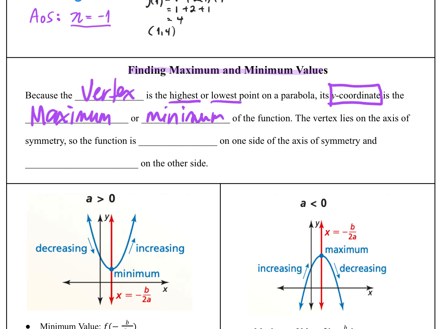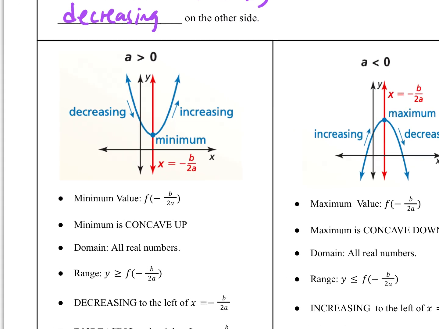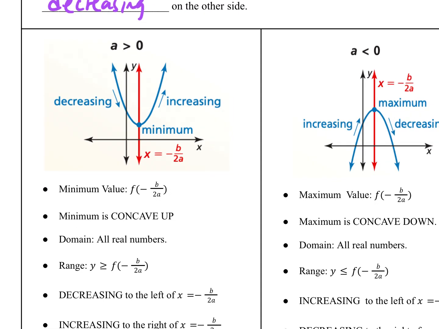of the function. Now, the vertex lies on the axis of symmetry, so the function is increasing on one side of the axis of symmetry, and it's actually decreasing on the other side. Okay, so let's look at this one. If you're looking at your parabola here, we can say that the value of a is greater than 0 because it opens up. We call it concave up, or another word for concave up is simply that it opens upward.